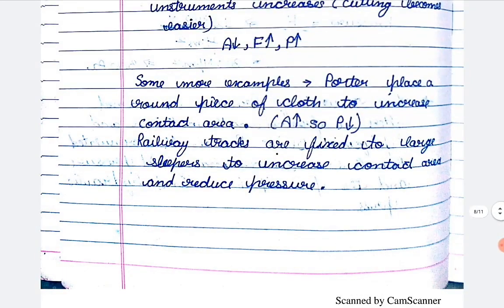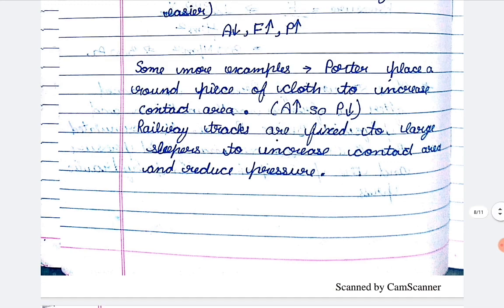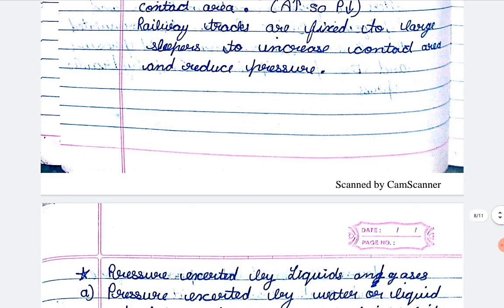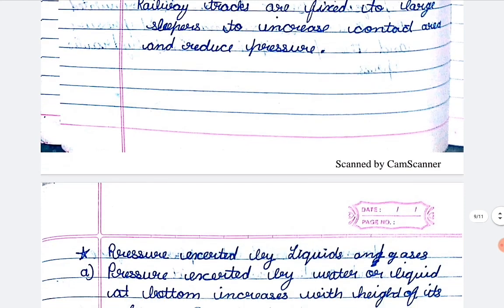And we can also see some more examples. Porters place a round piece of cloth on the head to increase contact area. If the contact area is increased by putting that round piece of cloth, then whatever load he carries will not put more pressure on his head. Railway tracks are fixed to large sleepers to increase contact area and reduce the pressure.